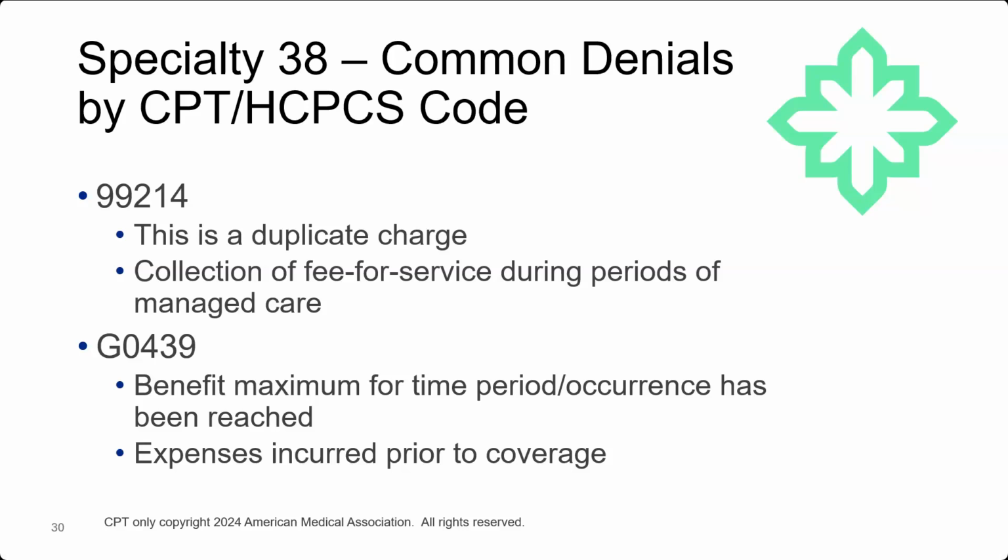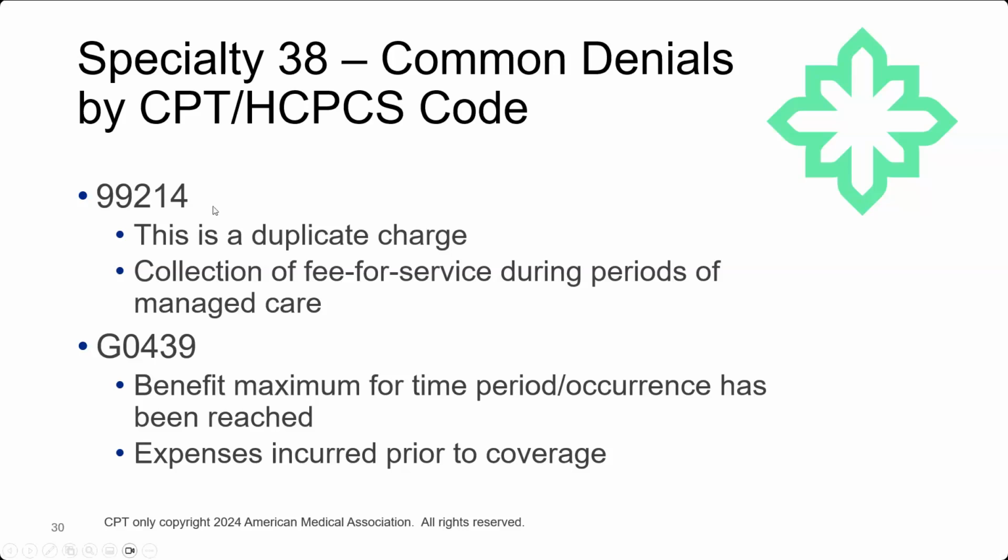Patient has managed care, which is Part C, is the other reason we're denying it. G0439, that is the subsequent annual wellness visit. Why are we denying that? Because the benefit maximum for the time period or occurrence has been reached. That is a form of utilization parameter. We can only pay it so often, so it's exceeded the maximum for the time period.